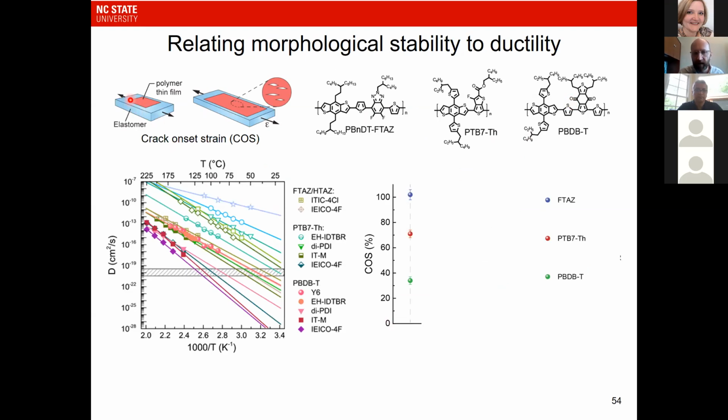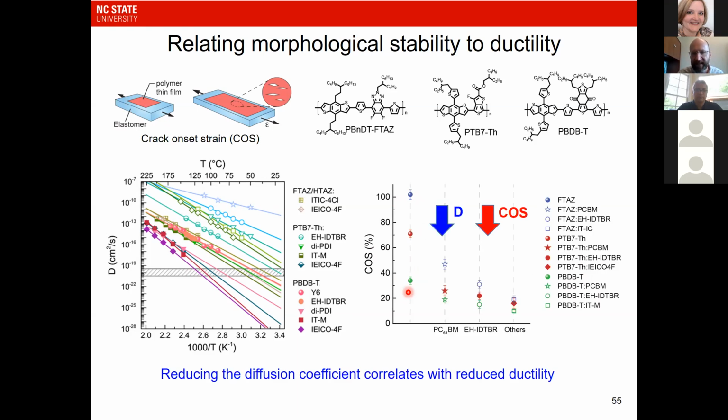Again, they're thin films, 100 nanometers thick, so it's hard to just put them on a tensile tester. So we put them on an elastomer and stretch the elastomer and then look at when the films crack, at what strain the films crack. And we see, generally speaking, FTAs, which are kind of here, this polymer, have the higher diffusion coefficient than, let's say, the PBDBT polymers that are down here. And that tracks with the crack onset strain. So the stiffer film has a lower crack onset strain, which is sort of a common correlation.